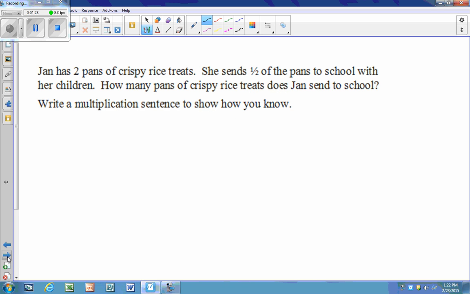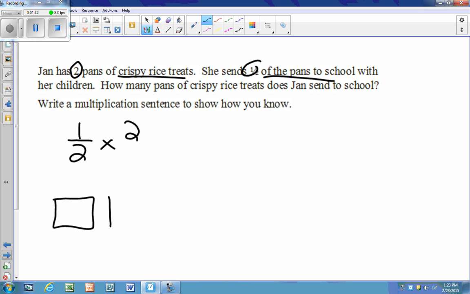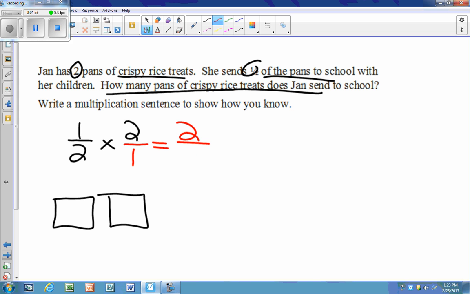So here we have another example. Jan has 2 crispy rice treats. She sends half the pans to school. So half of, that's what multiplication means, 2, where we have our 2 crispy rice treats. And they want to know how many does she send to school. So yes, it only asks for a multiplication sentence, but we could double check our work with a picture. So we put it over a 1. 1 times 2 is 2. 2 times 1 is 2. And then 2 divided by 2 equals 1.